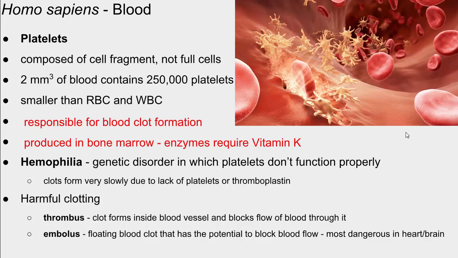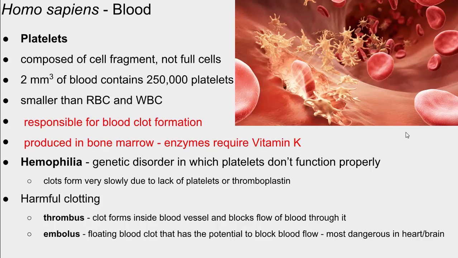Clotting requires vitamin K. So sometimes if a person has a vitamin K deficiency, they may suffer from a clotting disease, or their blood does not clot properly. Sometimes people are born with genetic diseases in which clotting factors aren't formed properly, or certain parts of the process break down, and that causes what we call hemophilia. Hemophilia, when your blood does not clot properly, leads to a person bleeding excessively.